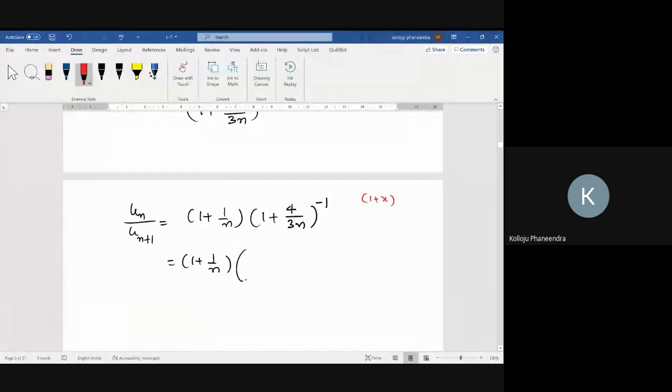Now this is the 1 plus x whole to the power of minus 1 expansion: 1 minus x plus x square minus x cube plus and so on.